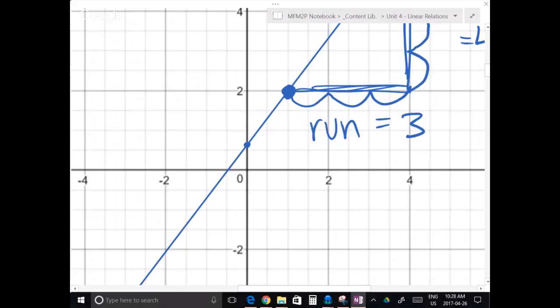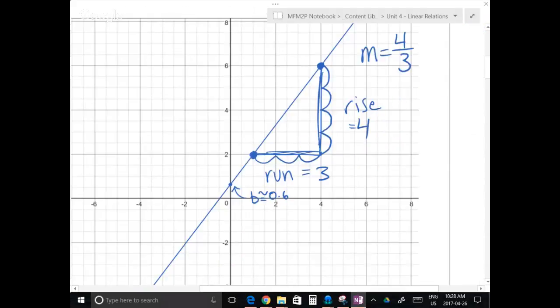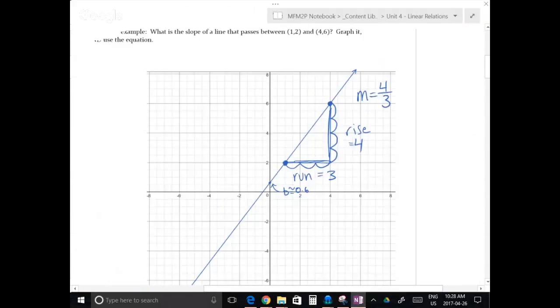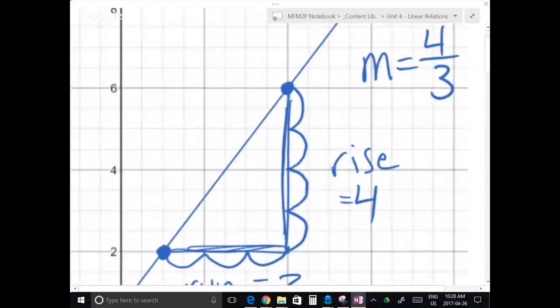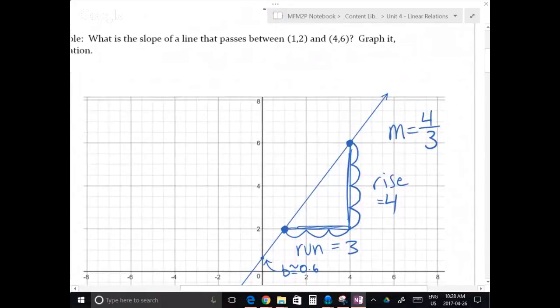You don't have to write that on there. But can you see that? If I had to guess at b, I'd say that b is roughly 0.6, but that's just a guess. So I can get my slope and my b from the graph, but there's a bit of guesswork involved. Here's what I want to show you. We can get the slope exactly from 2 points.